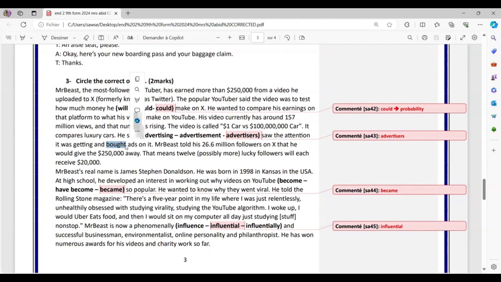Mr. Beast told his 26.6 million followers on X that he would give the $250,000 away. That means 12, possibly more, lucky followers will each receive $20,000. Mr. Beast's real name is James Stephen Donaldson. He was born in 1998 in Kansas in the USA. At high school, he developed an interest in working out.